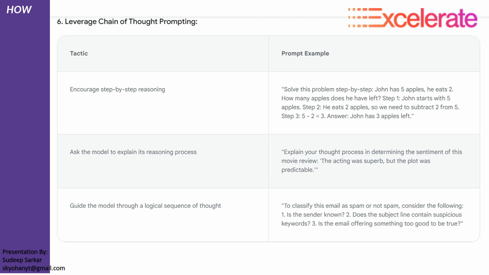To classify this email as spam or not spam, consider the following. Is the sender known? We guide the model similar to decision tree classifiers, random forest, and those machine learning classifiers. We guide the model through a logical sequence of thoughts, like if this thing happens, this thing will happen. Let's suppose if the sender is known, we know that it would not be a spam email.